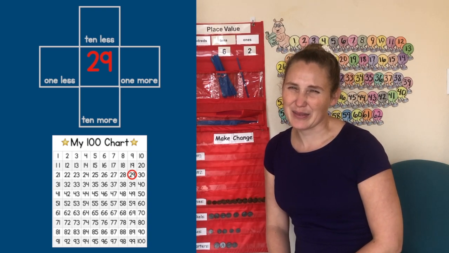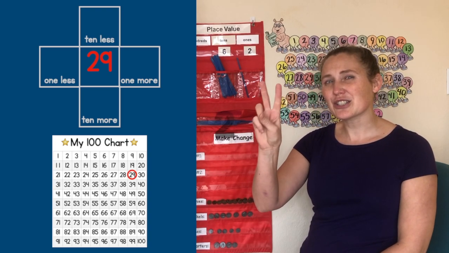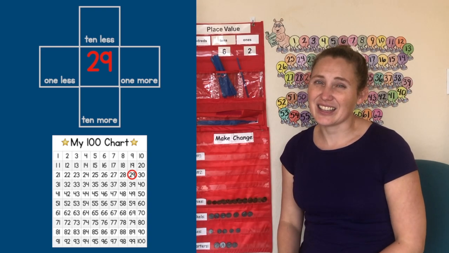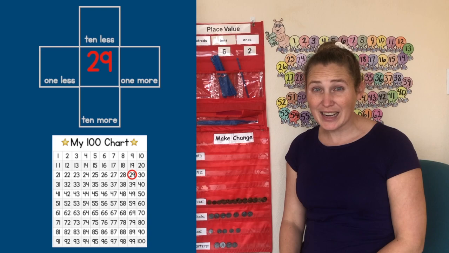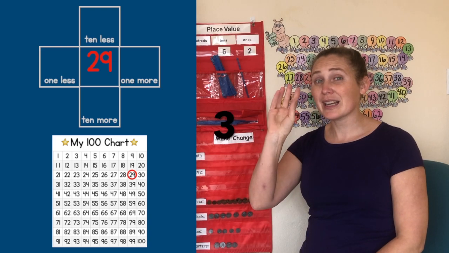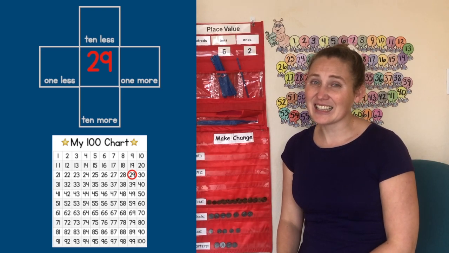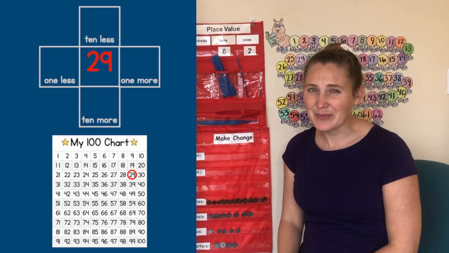Let's say our rhyme. 0, 2, 4, 6, 8. I love even numbers. They're great. 1, 3, 5, 7, 9. I like odd numbers all the time.